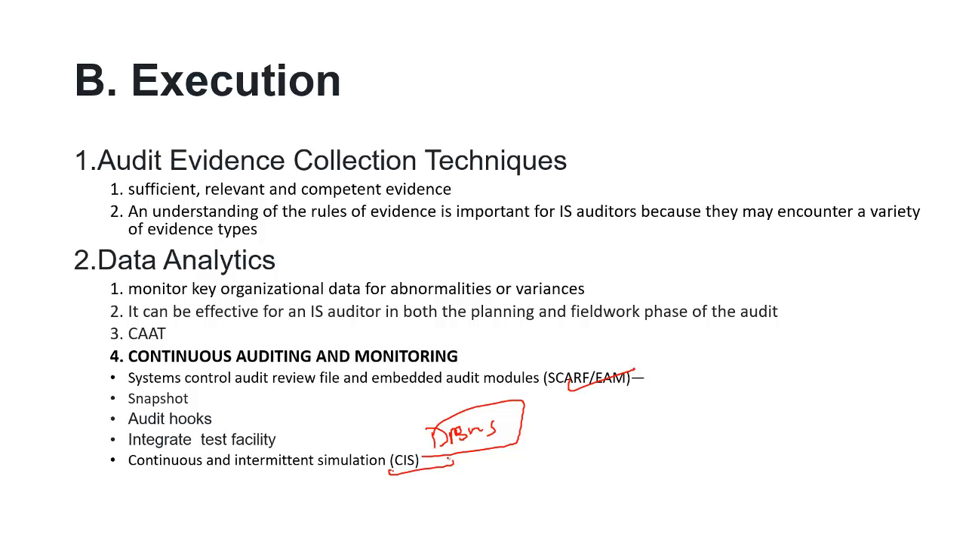So the summary is very important. SCARF monitors the transactions and records them in a file. Snapshot is for comparison. Audit hooks look for flags. ITF is dummy transactions. CIS is an alternate of SCARF used in the database.